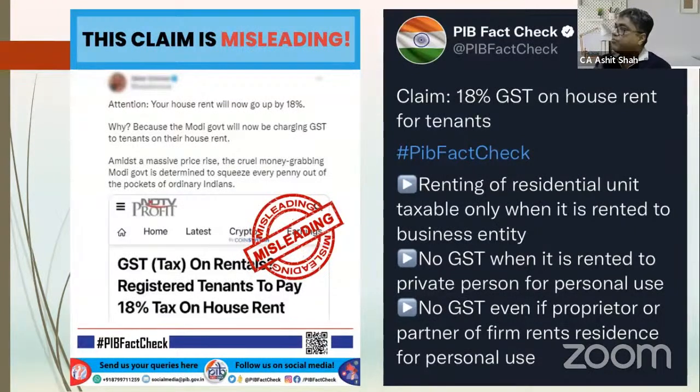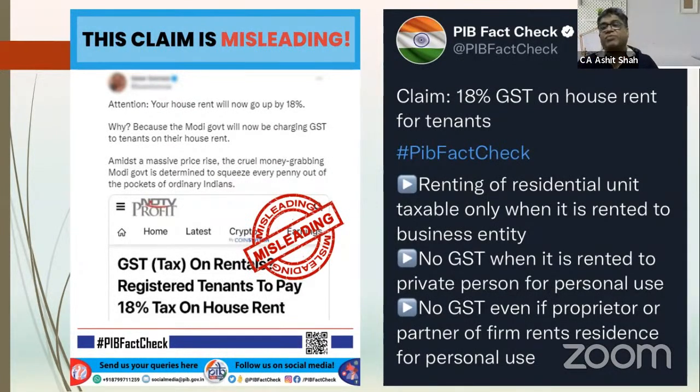So now what will happen? Suppose a proprietor is registered under GST for carrying out his business, and he has taken a property on rent, then naturally he is a business entity, so the tax will apply, reverse charge. Now what they are trying to say is no GST when it is rented to a private person for personal use.